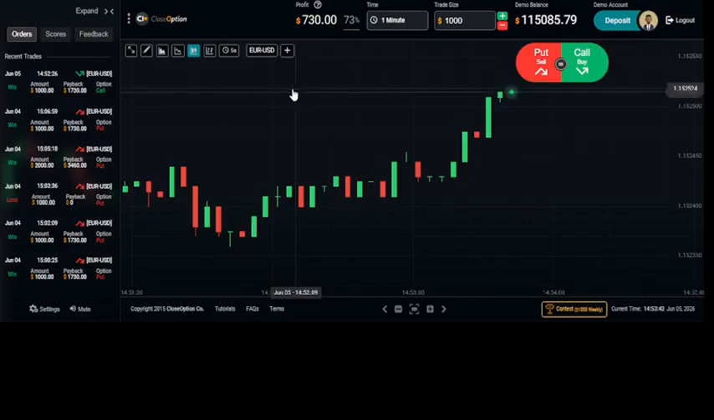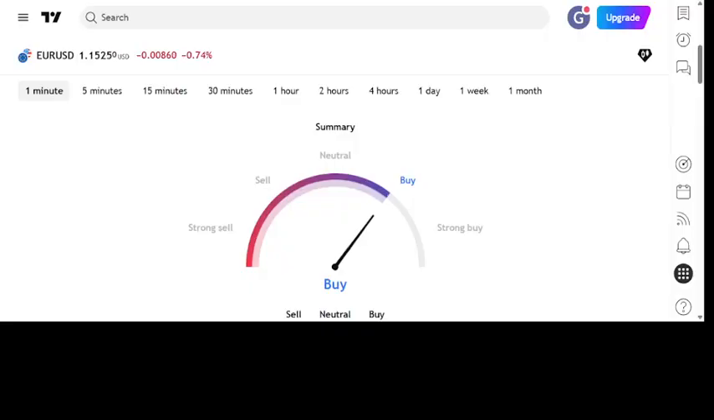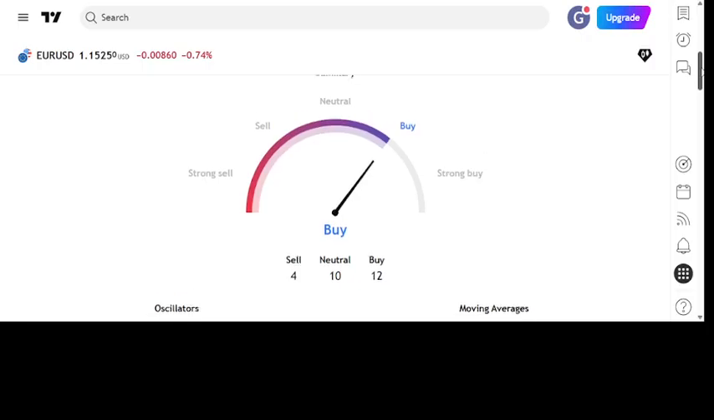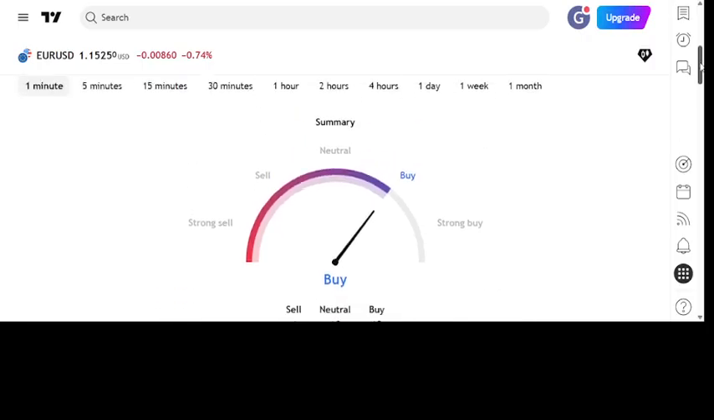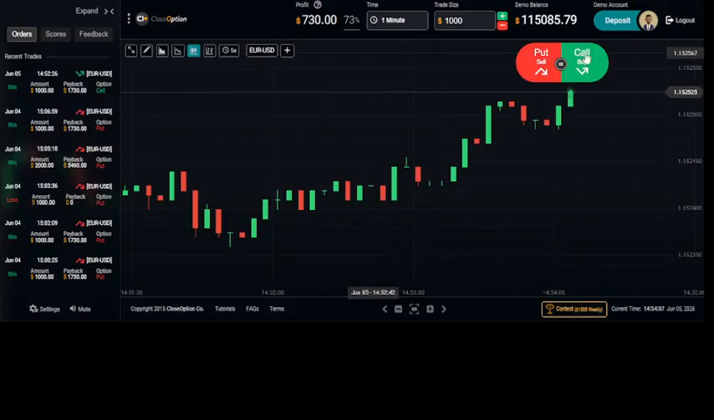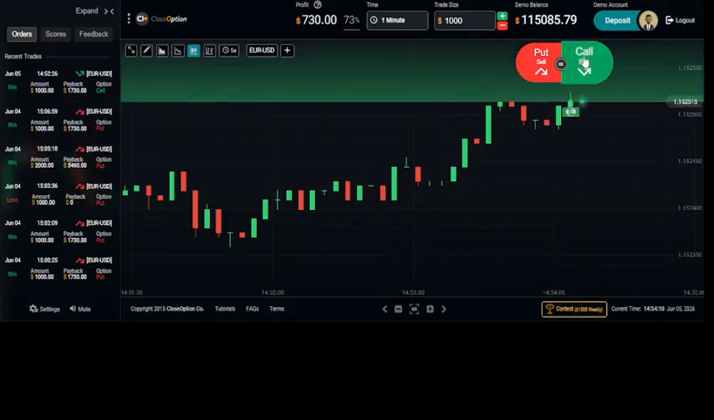All right, so now I'm going to go back to the technical analysis indicator for the Euro USD. We're going to recalibrate the indicator. How I do that is I just click on 5 minute. It's saying sell on 5 minute, but for 1 minute, it's still saying buy. So let's go ahead and take another buy trade here.